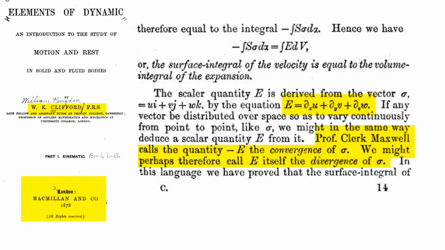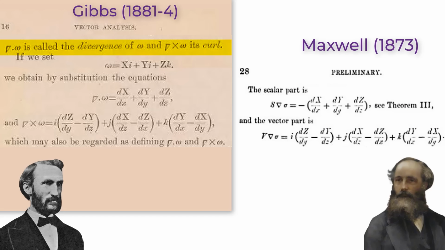Luckily, he had read a book from a mathematical physicist named William Clifford, who wrote in 1878 about this very problem, where he noted that "Professor Clerk Maxwell calls the quantity -E the convergent of sigma. We might perhaps therefore call E itself the divergence of sigma." This is why in Gibbs's pamphlet, Gibbs related Clifford's divergence and Maxwell's curl to Hamilton's del function, when he wrote that del dot W is called the divergence of W and del cross W is its curl.